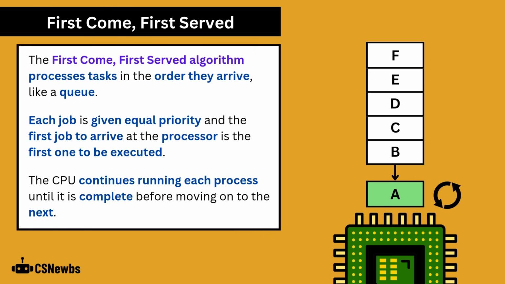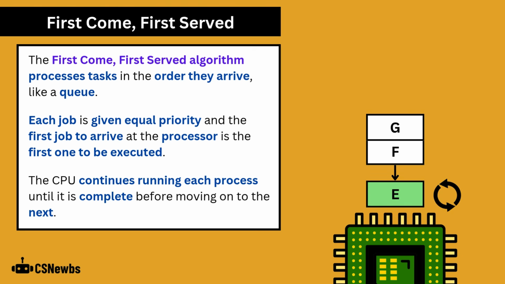The first come, first served algorithm processes tasks in the order they arrive, like a queue. Each job is given equal priority, and the first job to arrive at the processor is the first one to be executed. The CPU continues running each process until it is complete before moving on to the next.